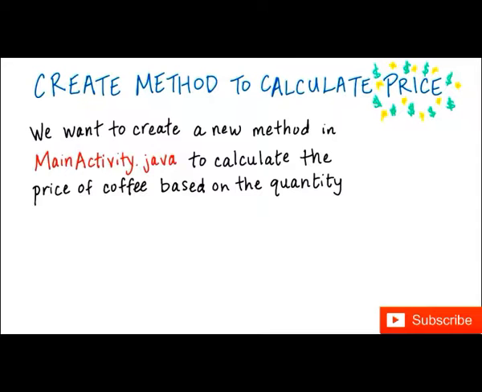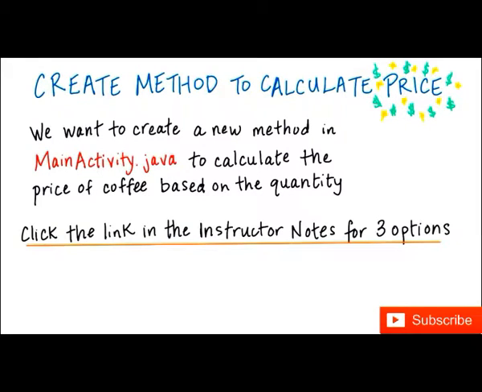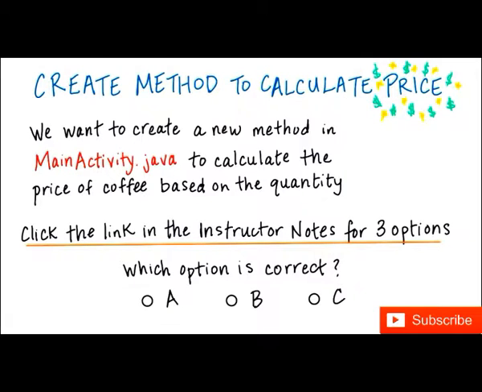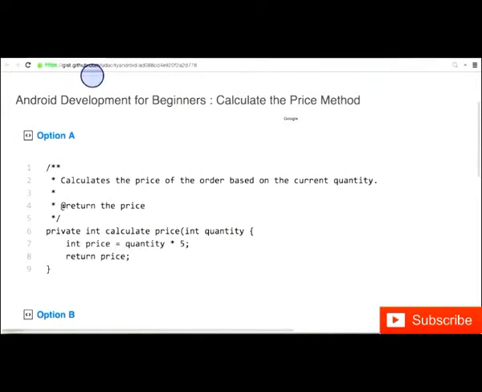So this is the first time we're going to be creating a new method in the main activity on our own. Instead of starting by writing it from scratch, we want to start by learning to recognize what is a correct method by reading some code snippets. So in the instructor notes, we're going to provide you 3 options. Read over these 3 code snippets and determine which option correctly implements the method to calculate the price of the order. When you click on the link in the instructor notes, you'll see this gist.